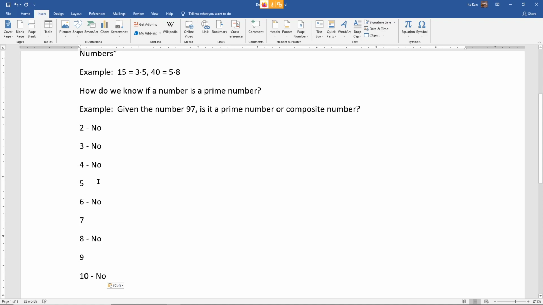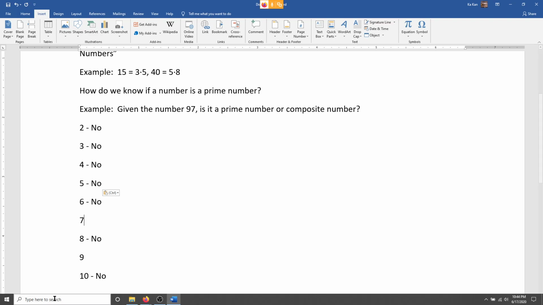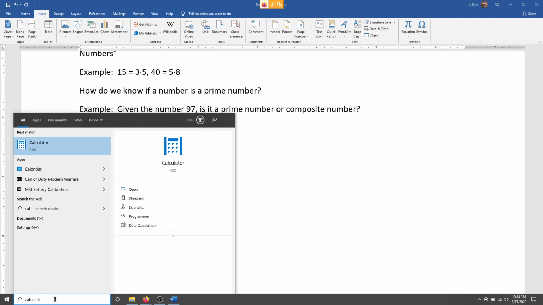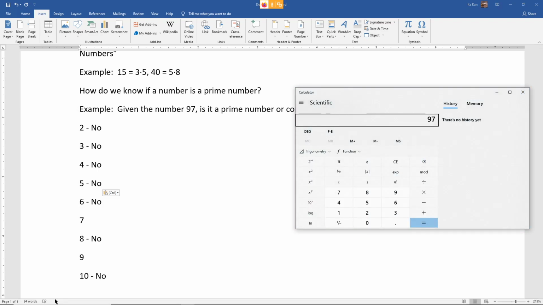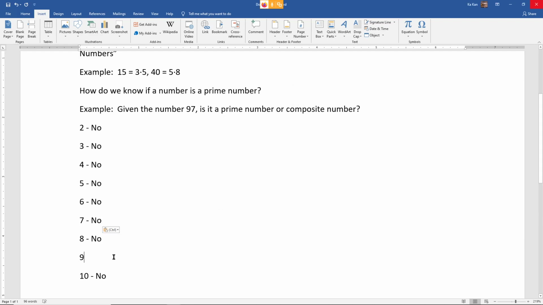Can 5 go into 97? No, because it doesn't end with 0 nor 5. 7, well, you can use a calculator if you want to. Let me just use the calculator. Right? So calculator, 97 divided by 7. Nope. I mean, it goes in, but not evenly, right? It's got a decimal number, right? And we'll get into decimal numbers later. I don't really use this very often. So, no. If 3 doesn't go in, 9 is not going to go in.